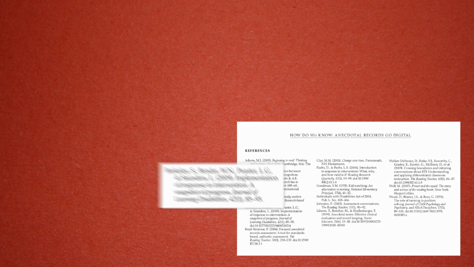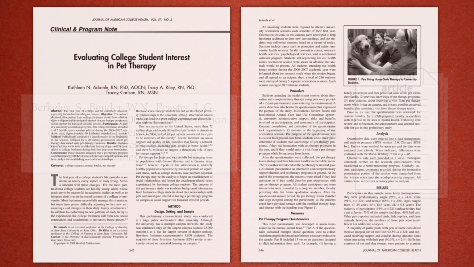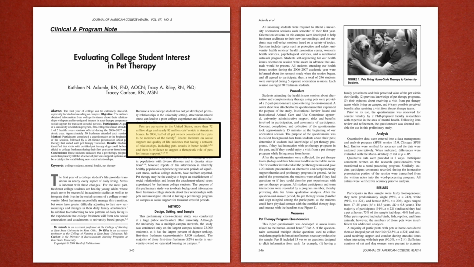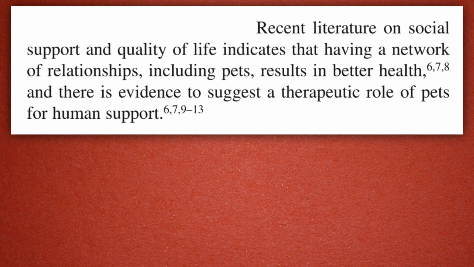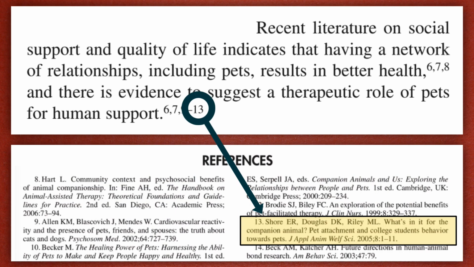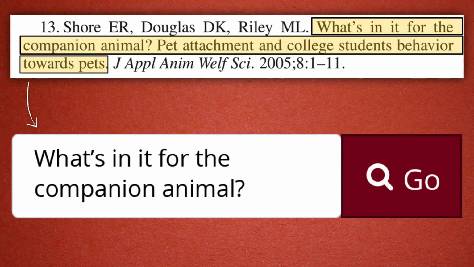Let's walk through an example of finding a journal article using a citation. Suppose you are reading this journal article related to a paper or lab report that you are writing and come across an interesting sentence. You decide you want to learn more about it, so you find the appropriate number or citation in the references section. Once you have the citation for the article, you can search for it using the library's search. Search using the title of the article you want to find.